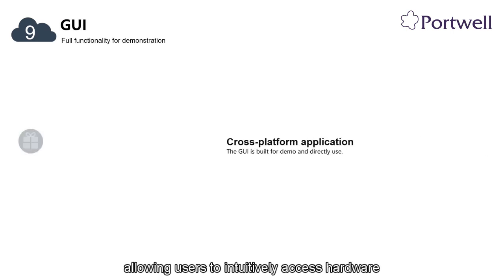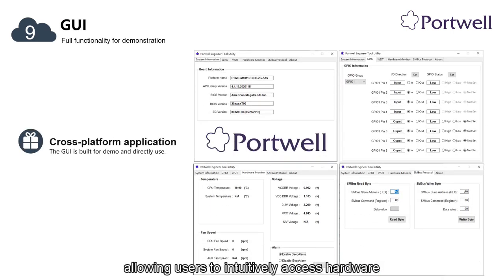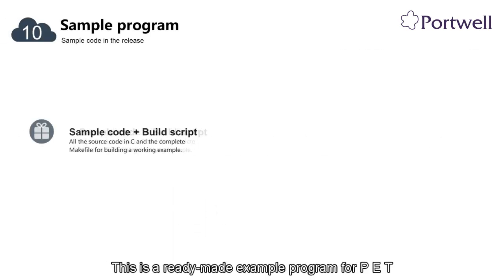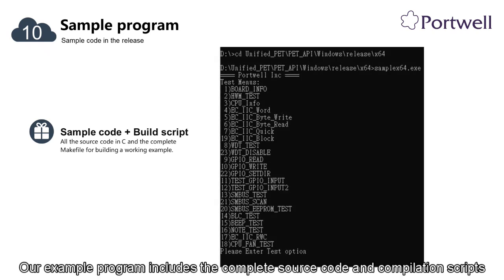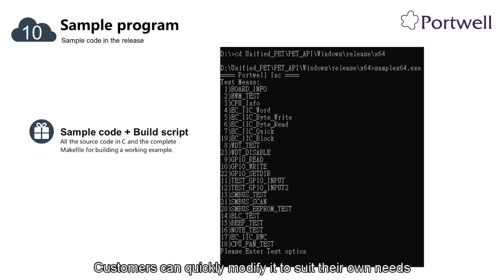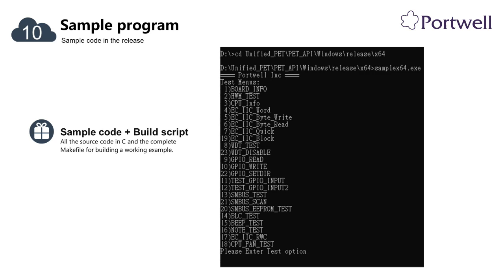This is the graphical user interface for PET, allowing users to intuitively access hardware. It is available in both Linux and Windows versions, catering to customers on different platforms. This is a ready-made example program for PET, which can be used as a test program. Our example program includes the complete source code and compilation scripts. Customers can quickly modify it to suit their own needs.